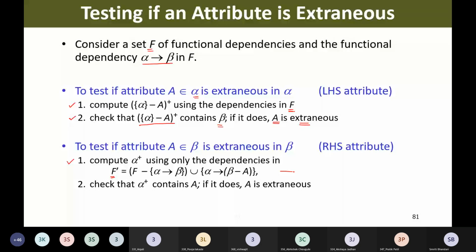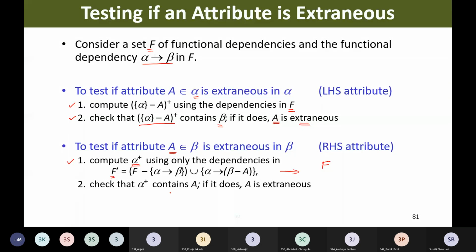contains attribute A which is under consideration. If it does, then we can declare that this attribute A is extraneous in right hand side of the functional dependency. So we need to follow these two steps. Right? So please take down these steps and we are going to solve one problem.